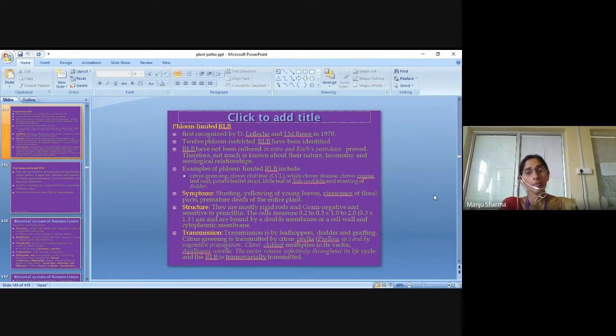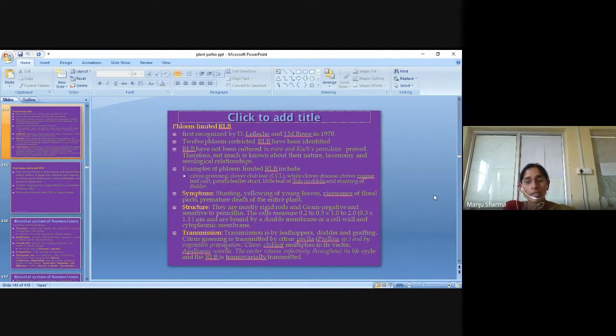As for structure, they are mostly rigid rods, gram negative and sensitive to penicillin, so we can give penicillin treatment. The cells measure 0.2 to 0.5 by 1 to 2 μm and are bound by a double membrane, a cell wall and cytoplasmic membrane. After that, transmission is by leafhoppers, dodder, and grafting.